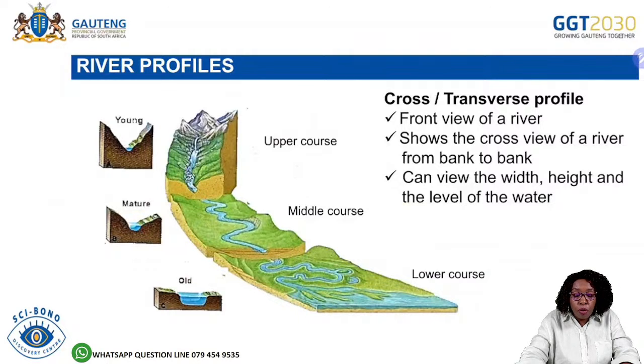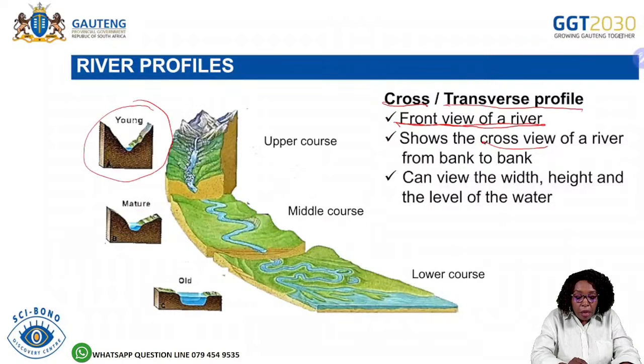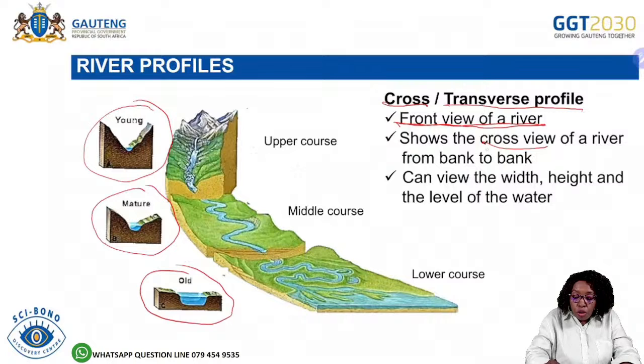All right. Then we are looking at the other form of a river profile, the cross profile, or what we refer to as the transverse profile. So what do we mean by cross profile or transverse profile? This is where we are looking at the front view of the river, as if you are standing in front of the river. So we're viewing the river from the front, and it shows the cross view of a river from bank to bank. As you can see, this would be bank 1 and then bank 2. So it shows the cross view of a river from bank to bank, and we can view the width and the height.